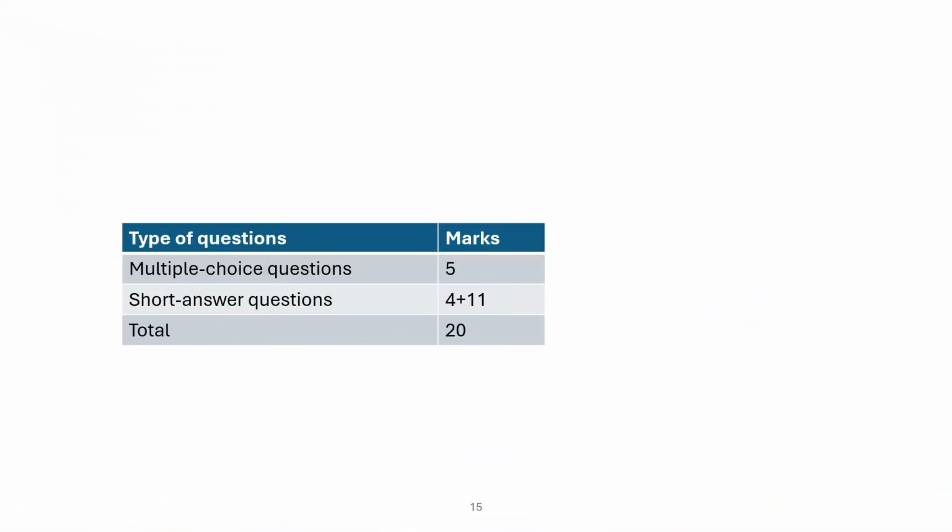In DNA manipulation techniques and applications, 5 multiple-choice questions are worth 5 marks, and 2 short answer questions are worth 15 marks. The overall score for this section is 20 marks. With a total possible score of 120 points, the percentage for this section is 16.7% of the total score.